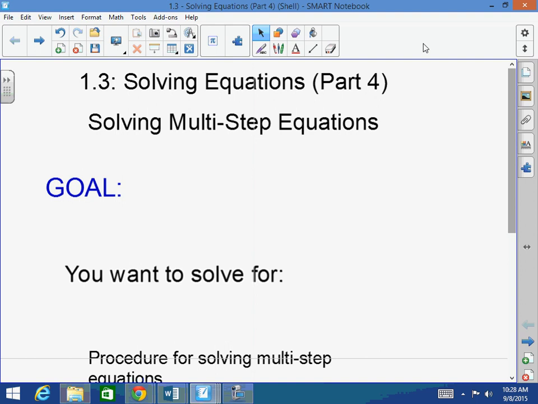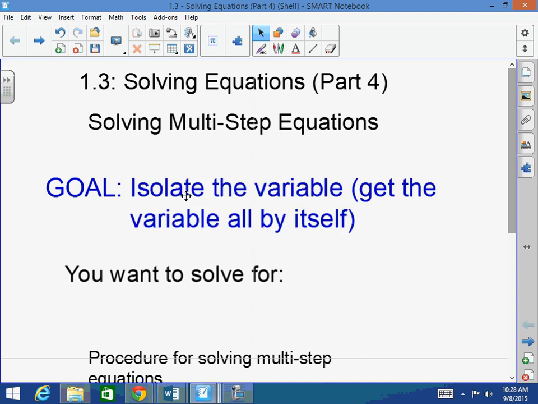Today we're going to talk about solving multi-step equations, but this time multi-step equations that involve fractions and decimals, the nemesis of most students. They see fractions, they see decimals, and they flip out. Today, hopefully, I'm going to show you how to eliminate that fear and show you how to work with that.